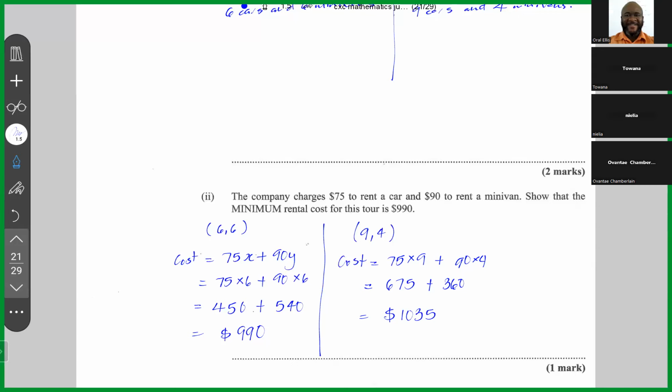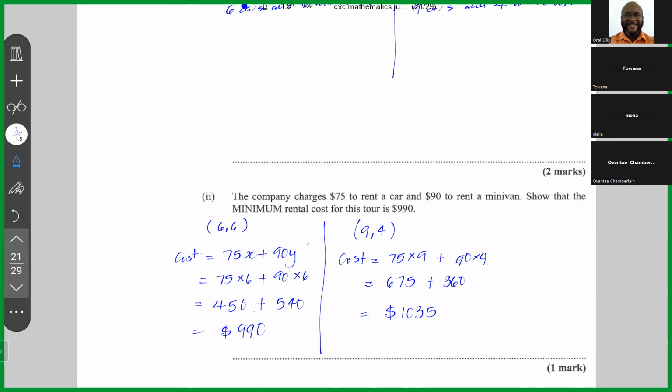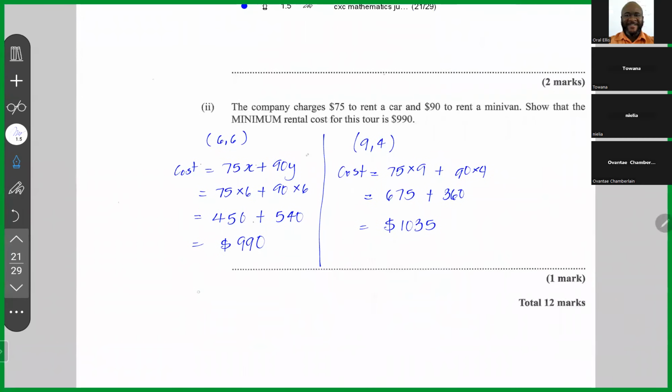So even though 6 cars and 6 minivans and 9 cars and 4 minivans will both carry 60 persons, the combination that will make the tour cheapest is 6 cars and 6 minivans, which gives a minimum rental cost of $990. So the minimum cost is $990. We're asked to show that, and we're able to do it.